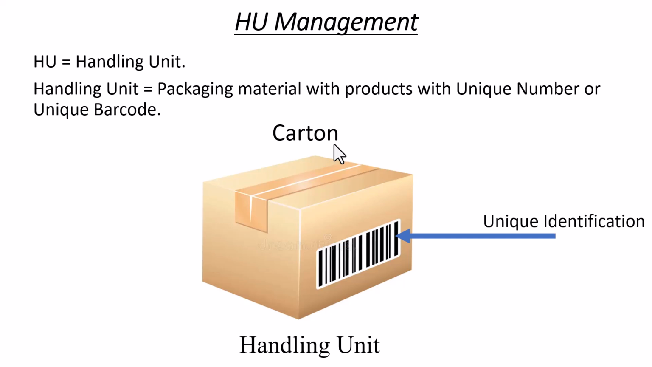Unique identification is nothing but a unique number or unique barcode, so that it will not be available on any other packaging material. So this label is unique for this warehouse, so it cannot be used for another carton or another pallet. That is the uniqueness of this barcode. So as of now we can understand what exactly the handling unit is: a packaging material with a unique identification, either a unique number or a unique barcode.